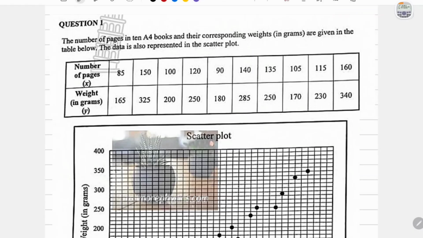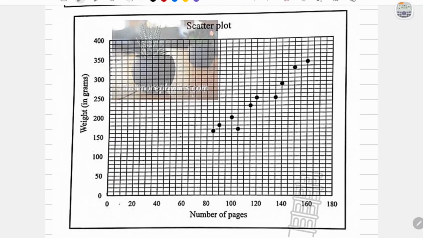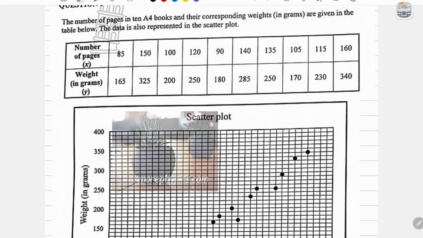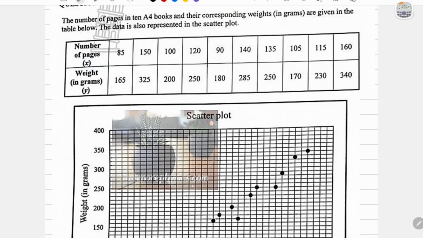So we have question 1, and it says the number of pages in 10 A4 books and their corresponding weights in grams are given in the table below. The data is also represented in the scatter plot. So they already gave us a scatter plot. We don't have to plot things down. And of course, we have our X and our Y variables.